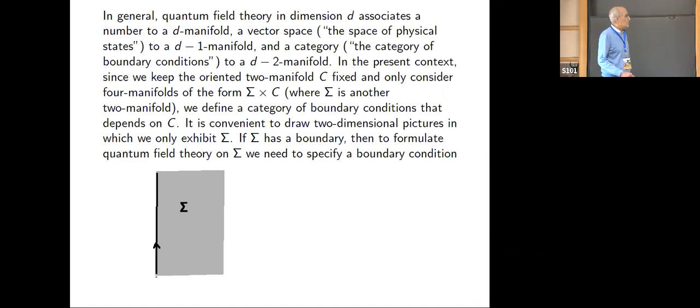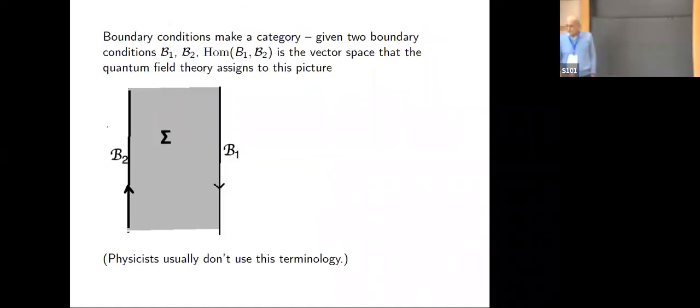Now I'm going to be drawing some 2-dimensional pictures in which I only exhibit sigma. So it's a 2-dimensional picture, but there's a Riemann surface that's hidden, that's not drawn at all. What I've drawn here is a Riemann surface with boundary, the boundary shown by this solid black line. There might be other boundaries or something else somewhere else. I'm only drawing the picture near this boundary. If sigma has a boundary, then to formulate quantum field theory on sigma, we need a boundary condition. Or in other words, we need an object in the category.